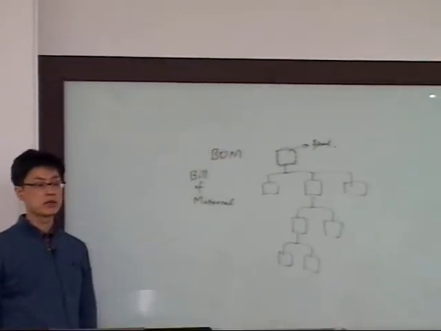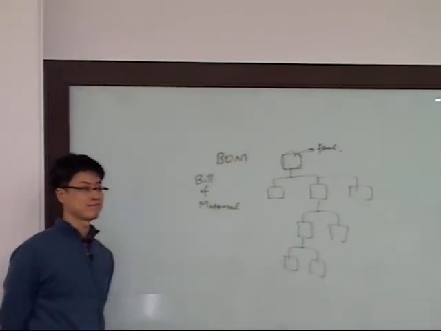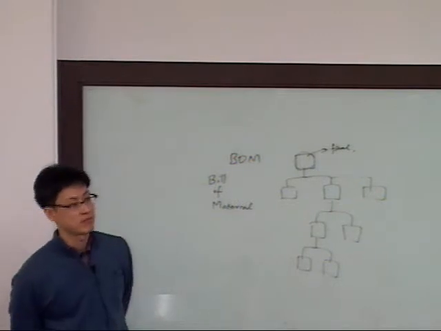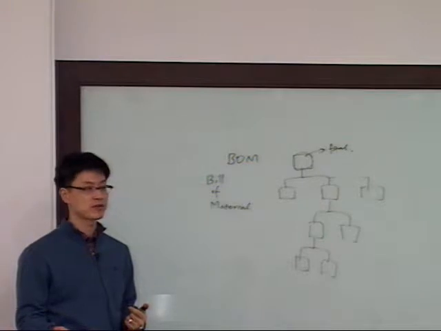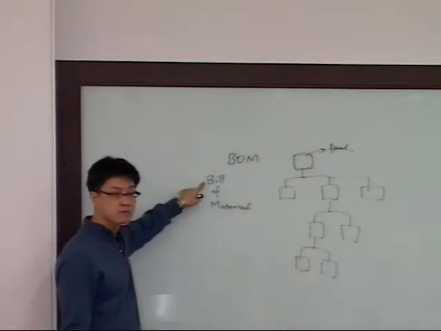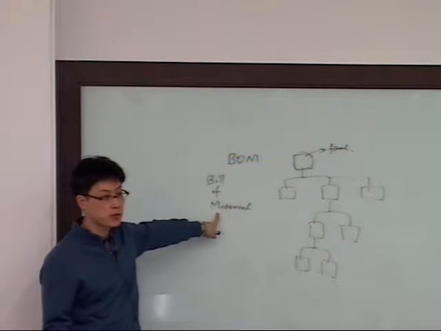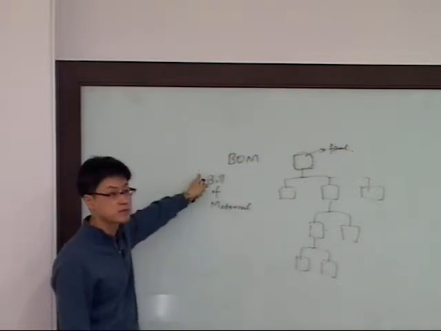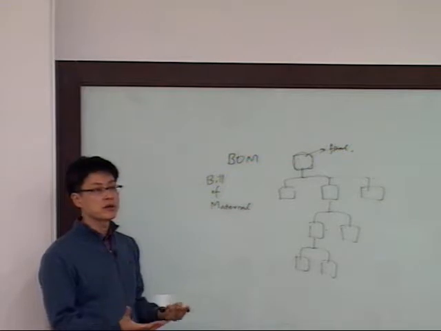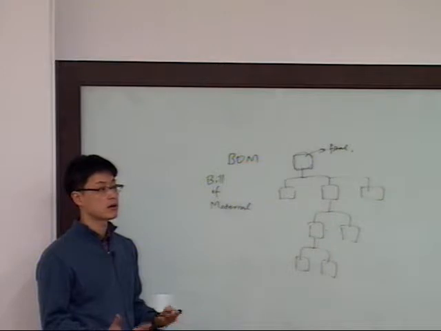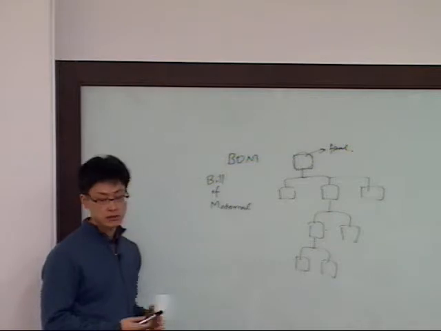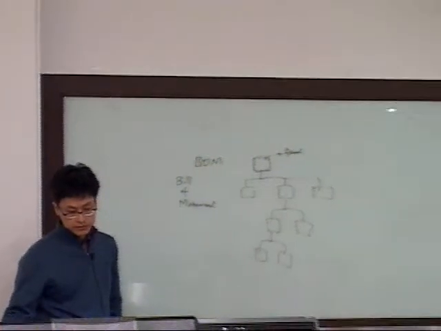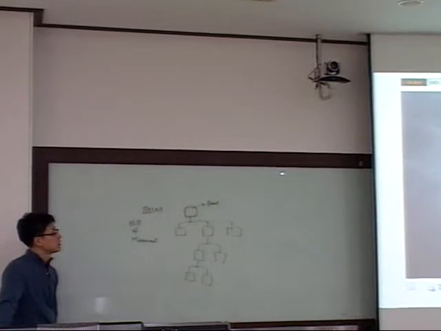In English, what does bill mean? Bill. In Korean, 영수증, 명세서, something like that. 명세서, right? Material, 재료, 재료 명세서, which means what kind of raw material or what kind of intermediate product or purchased product are required or inside in your final product. This is a bill of material, which are like this.